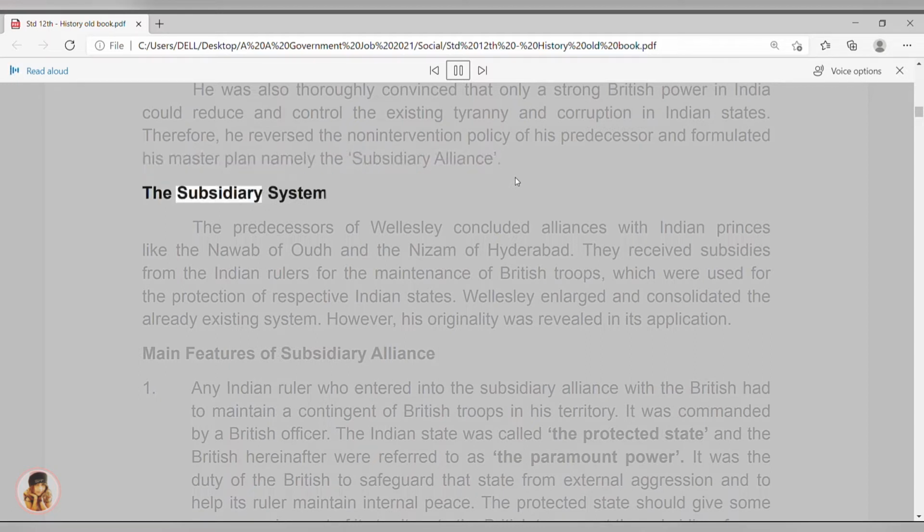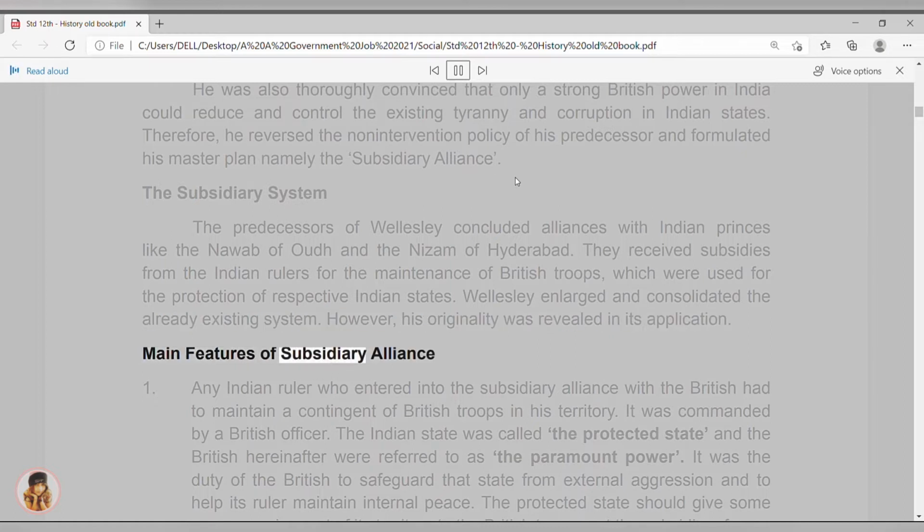The subsidiary system. The predecessors of Wellesley concluded alliances with Indian princes like the Nawab of Oudh and the Nizam of Hyderabad. They received subsidies from the Indian rulers for the maintenance of British troops, which were used for the protection of respective Indian states. Wellesley enlarged and consolidated the already existing system. However, his originality was revealed in its application.